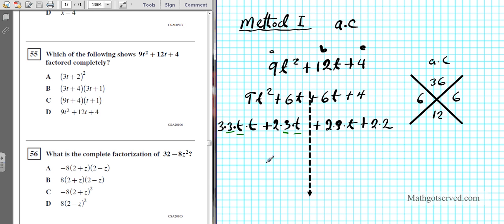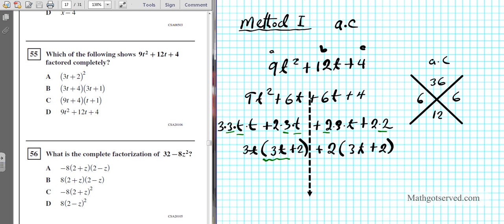So I factor that out, 3t, and I'm going to be left with 3t plus 2. And on the right side, bring down this plus, I can take out a 2, just 1 2, okay? So that yields 2 times 3t plus 2. Anytime you do your AC method factorization correctly, these two quantities in the parentheses are always the same. Okay, that's an easy way to check.